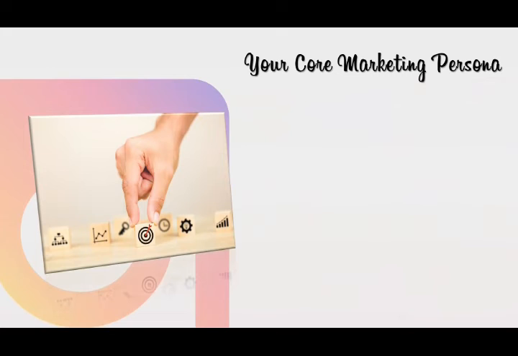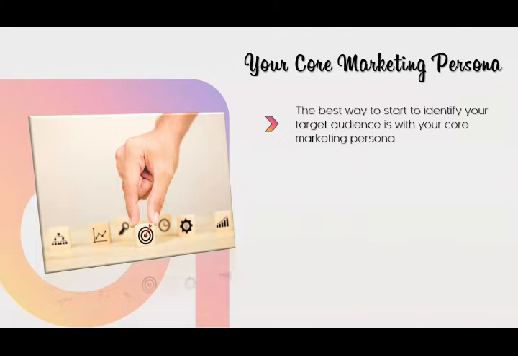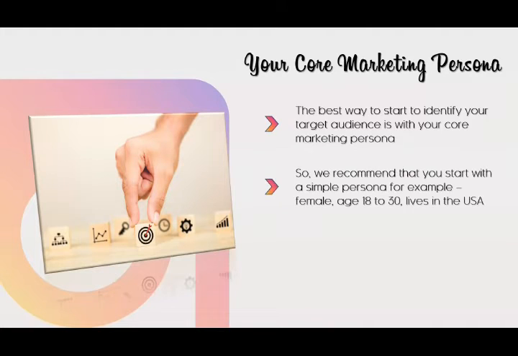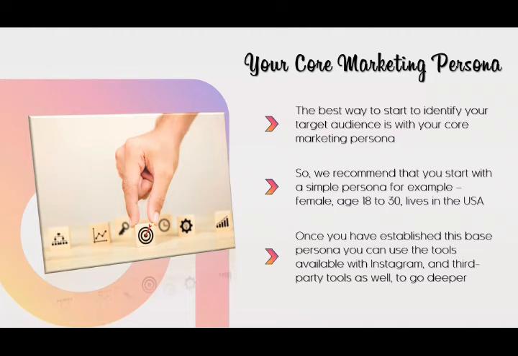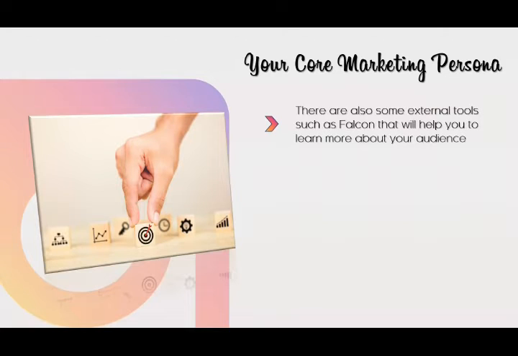Your core marketing persona. The best way to start to identify your target audience is with your core marketing persona. Other nuances can come later once you start to dig around into Instagram Insights and your Instagram analytics after running some ads. So, we recommend that you start with a simple persona. For example, female, age 18 to 30, lives in the USA. Once you have established this base persona, you can use the tools available with Instagram and third-party tools as well to go deeper. There have been a number of significant improvements to the options available for ad targeting with Instagram. There are also some external tools such as Falcon that will help you to learn more about your audience.